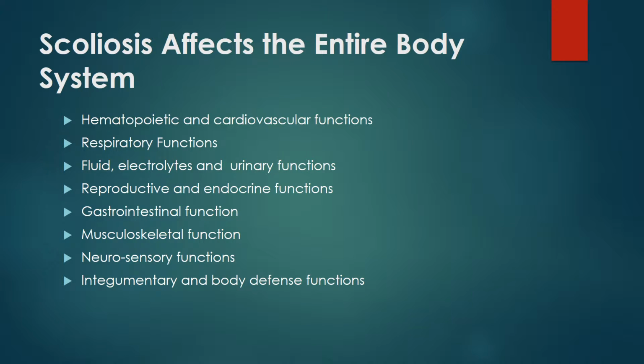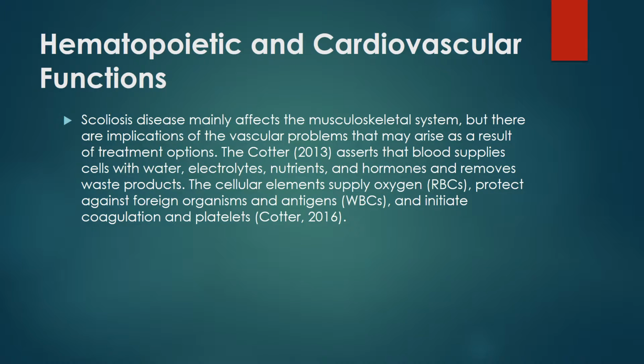Scoliosis affects the entire body system. It affects the hematopoietic and cardiovascular functions. It affects respiratory functions, fluid, electrolytes and urinary functions, reproductive and endocrine functions, gastrointestinal, musculoskeletal, neurosensory functions, as well as integumentary and body defense functions. So I will review briefly each of the topics to give an overview of how the body system functions and how the disease process affects each system.